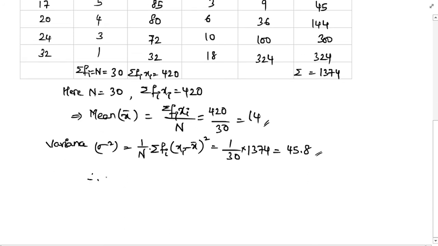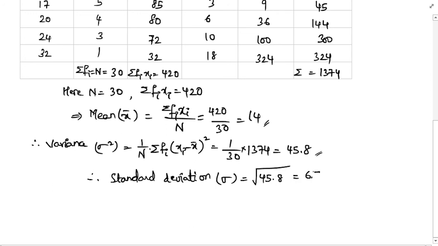So therefore standard deviation. We have to find this also, right? Variance we have found. Now the standard deviation is just the sigma, that means the square root of the variance value. So the square root of 45.8 will be 6.77. So this is our answer.